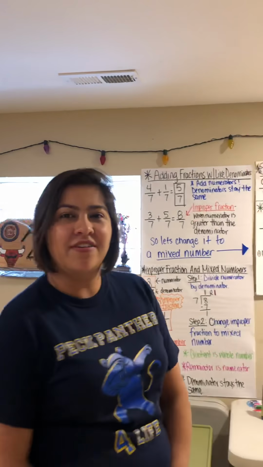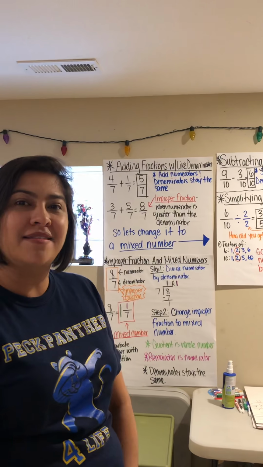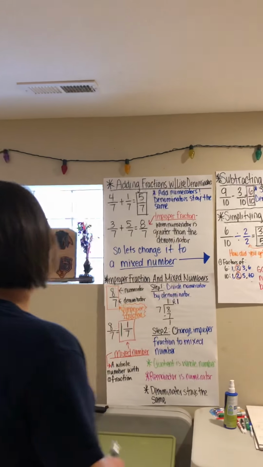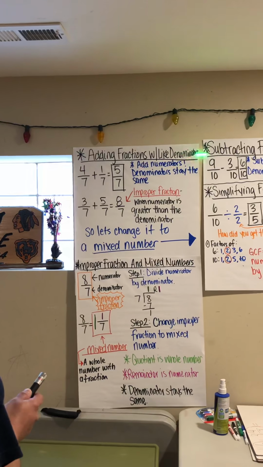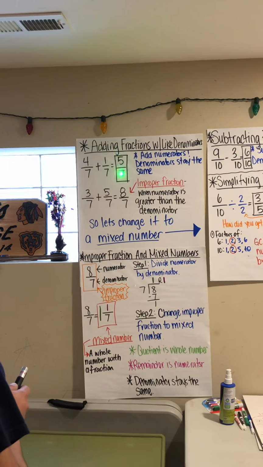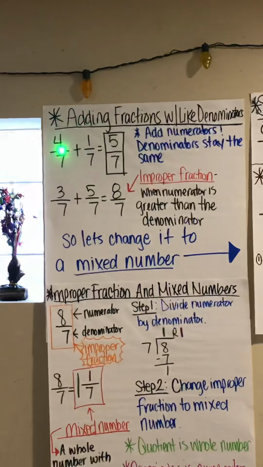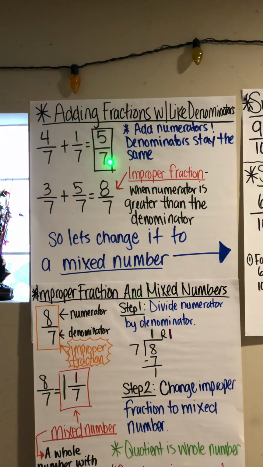So here's the video that I promised you on reviewing the concepts that you learned these past few weeks. The first thing that I'm going to go over is adding fractions with like denominators. You add the numerators first, the denominators always stay the same. So in this case, 4 plus 1 is 5, the denominator stays the same, so it's 5/7.